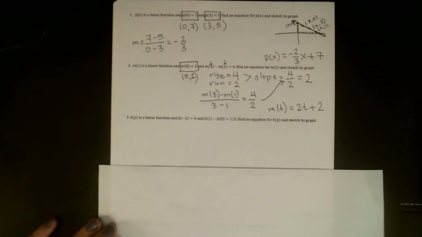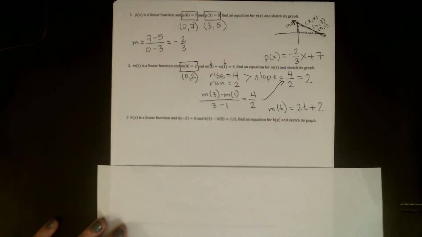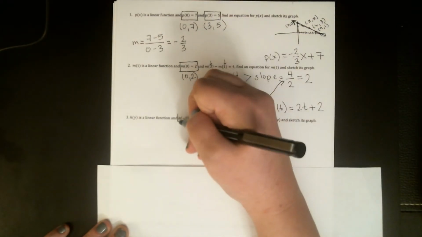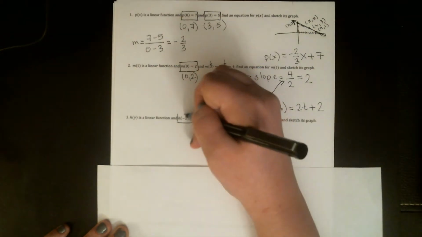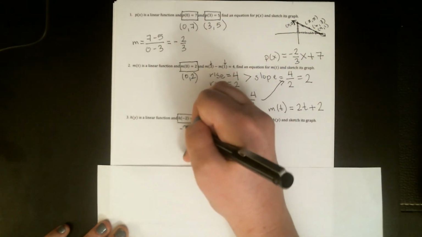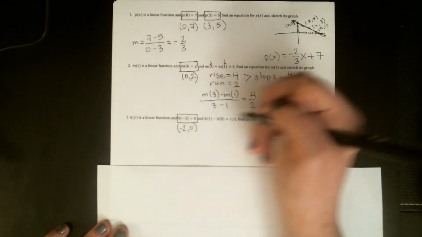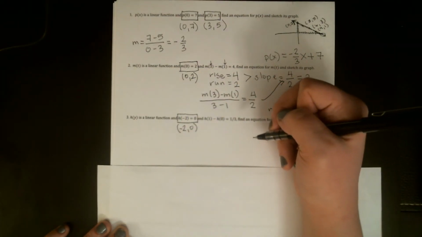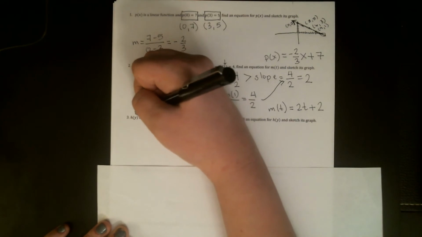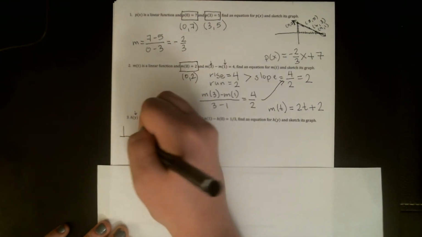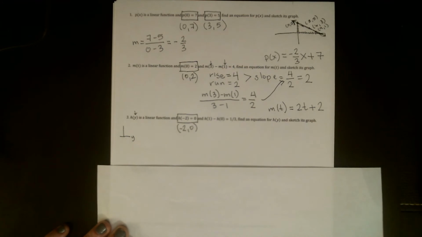Okay, next one. h of y is a linear function. h of negative 2 is 0. h of 1 minus h of 0 is 1/3. Okay, so h of negative 2 equals 0. This is information about a point on the graph. It's not the y-intercept. Ooh, actually, it is the y-intercept, but here it's a funny variable, as I define y to be my input variable. So y is actually on the horizontal axis. So this is not my b value. This is telling me about my horizontal intercept, not my vertical intercept.